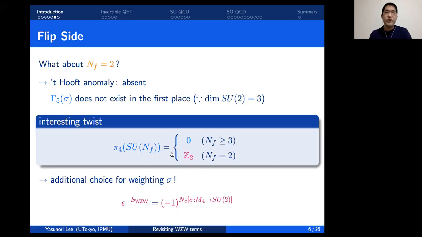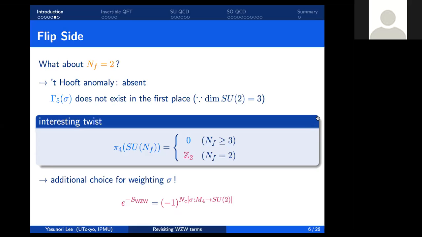This means that when we take the spacetime 4-manifold to be the 4-sphere, there are non-trivial sigma configurations corresponding to this non-trivial element of Z2, which cannot be smoothly deformed to the trivial configuration. As a result, there's room for a choice of weight for these non-trivial sigma configurations. So this is the weight term. And this bracket here denotes the equivalence class of sigma. It takes value 0 for sigma which can be deformed to trivial sigma configuration, or it takes value 1 for sigma which cannot be deformed to the trivial sigma configuration.